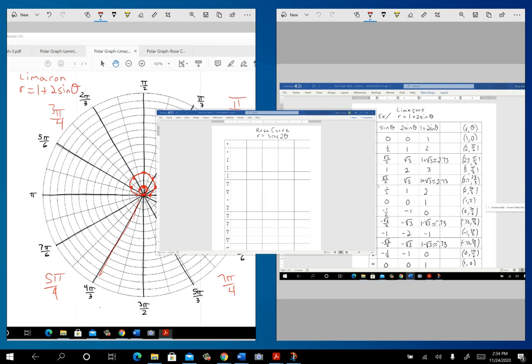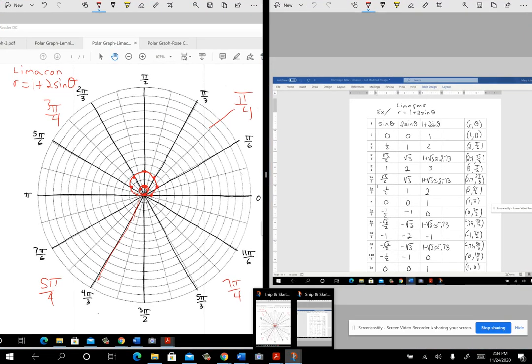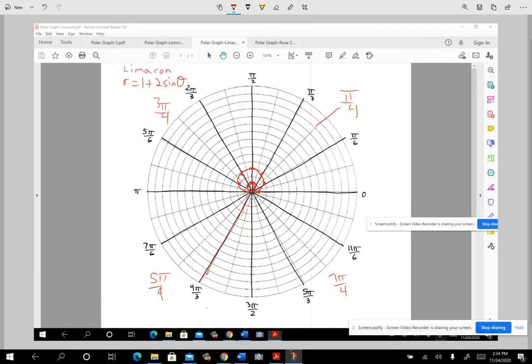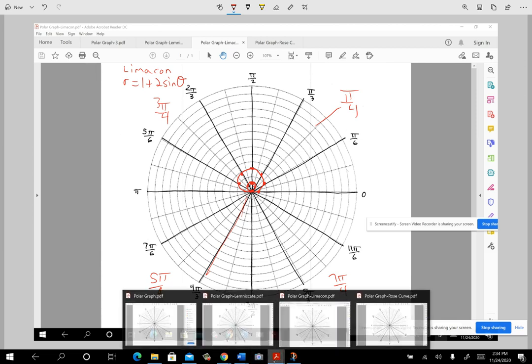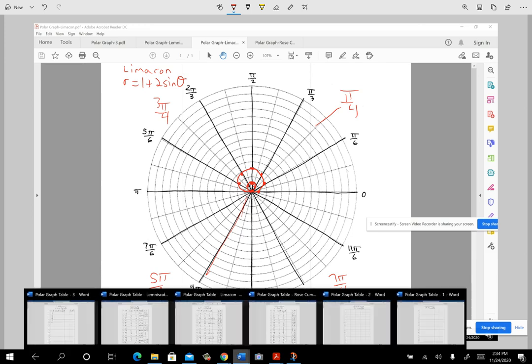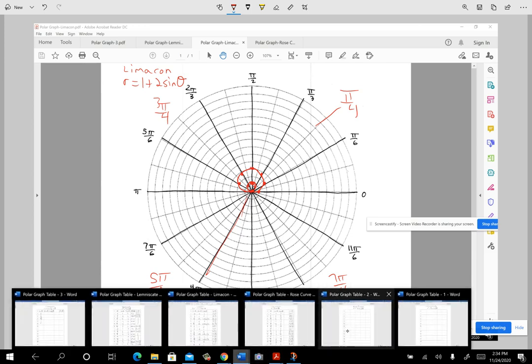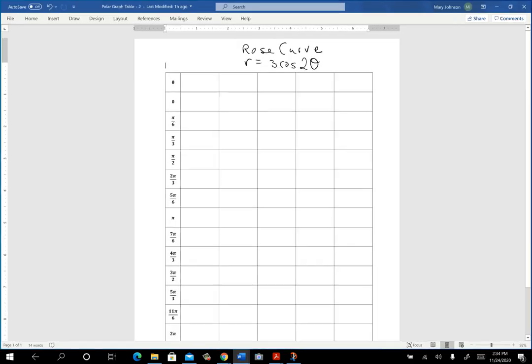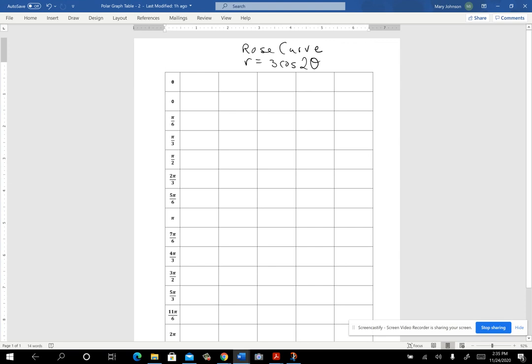I think I'm starting to have issues with too much stuff open. Okay, so let me see if I can shut some of that out. Let me go ahead and close these off. So I want my rose curve open. Okay, there we go.